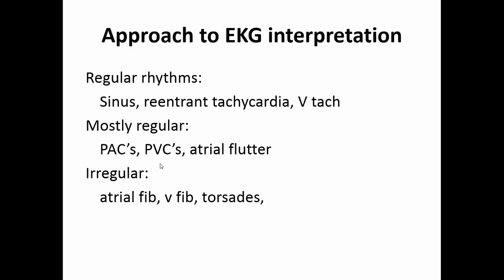If the block is variable, and sometimes it's 3 P waves to every QRS, and then sometimes 4, then you're going to get an irregular rhythm, with the rate being 100 if it's a 3-beat block. If it's 4 beats between each QRS complex, it's going to drop down to 75. So atrial flutter could be mostly regular or it could be irregular. And then other irregular rhythms would be AFib, VFib, torsades.